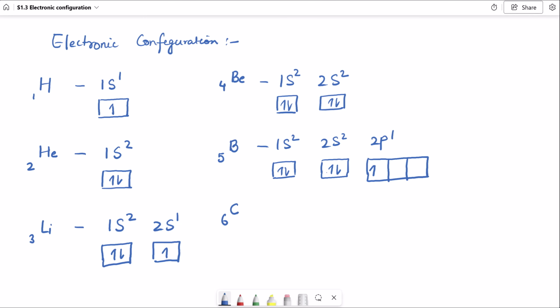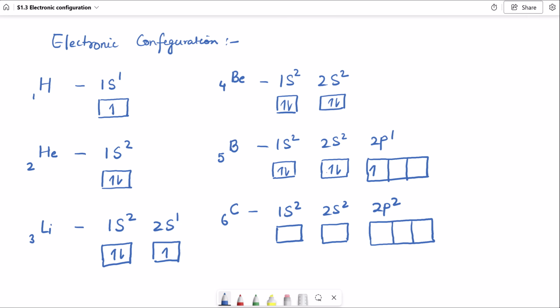Next is carbon. 1s2, 2s2, 2p2. So we'll put 2 electrons in 1s, 2 electrons in 2s, 1 electron here, 1 electron here, right? Next.